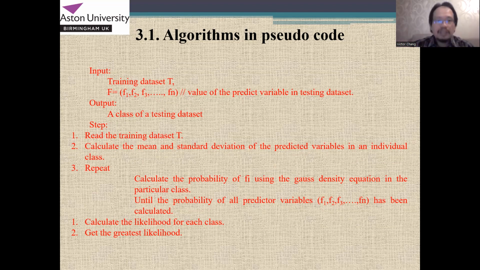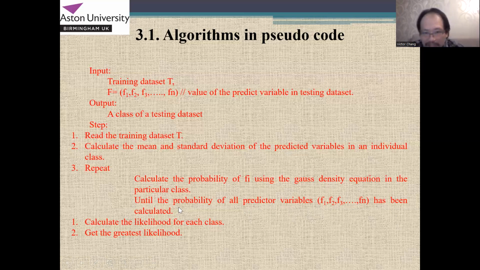Therefore, we can first get all of the classes, and then calculate the mean and standard deviation to have a better understanding of an individual. Then we repeat this process. We calculate the probability, from the predicted value of the testing data set, using the Gauss density equation, because it will help us obtain more reliable and more accurate results. And we perform this until the probability of all the predicted variables has been calculated.